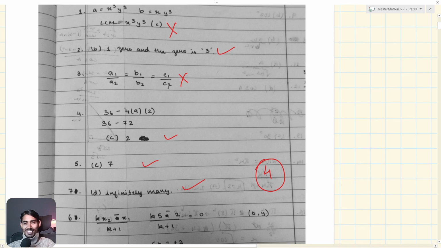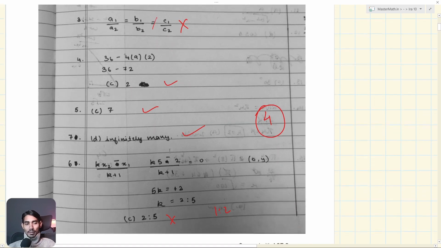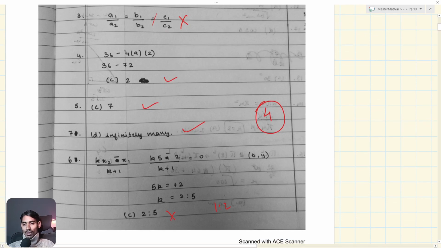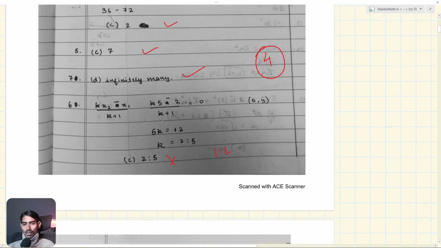Okay, third one is it's parallel lines. So for parallel lines, it's not equal. You have the access to the question paper. If required, I would also share here. This is correct.